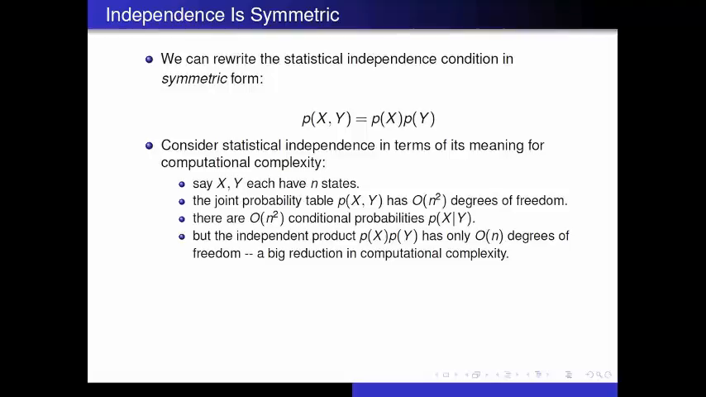Okay? So one way of thinking about statistical independence is as dimensional reduction. This looks like a two-dimensional object, but if it's obeying statistical independence, then it's just two one-dimensional objects. So it basically has a computational complexity of only linear. We've taken a two-dimensional object and squashed it down to a one-dimensional object.